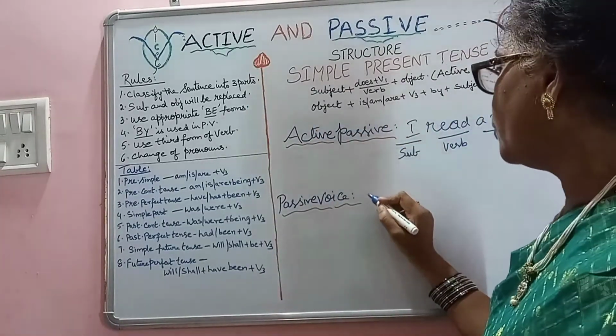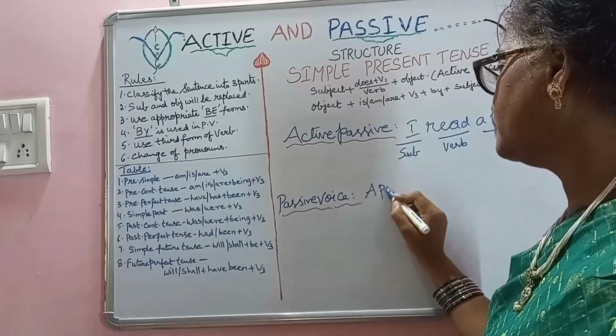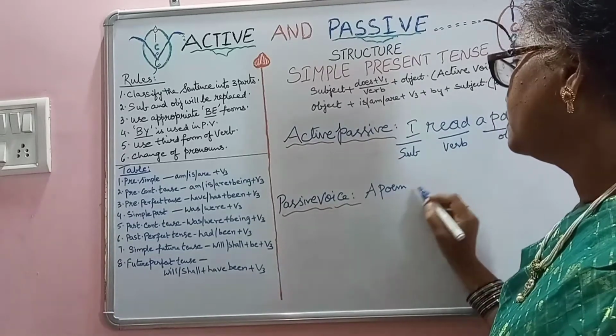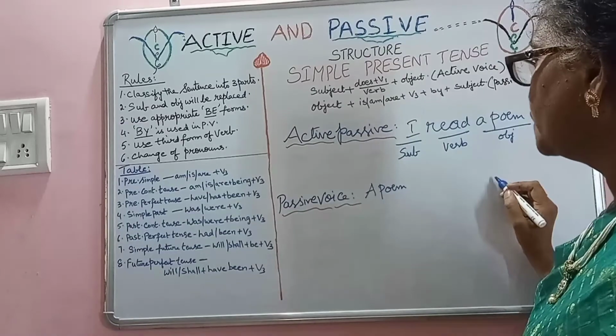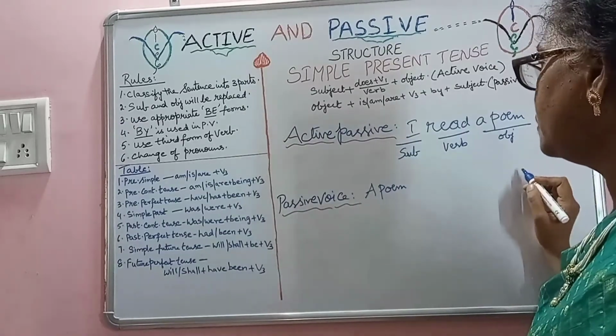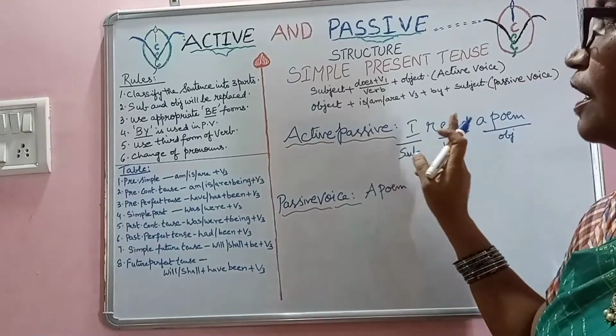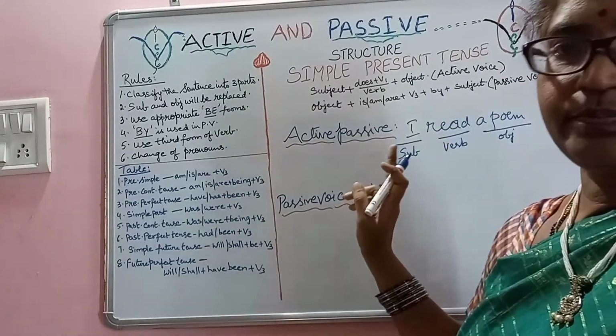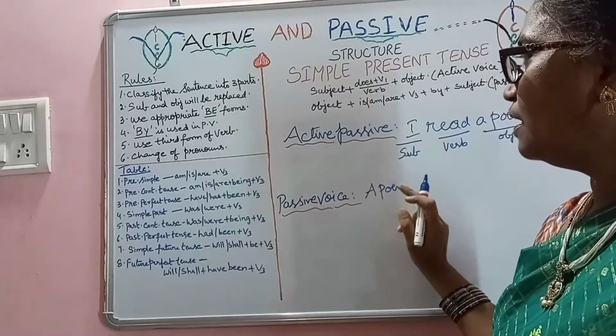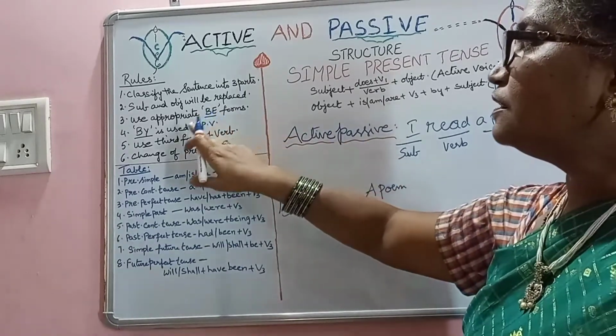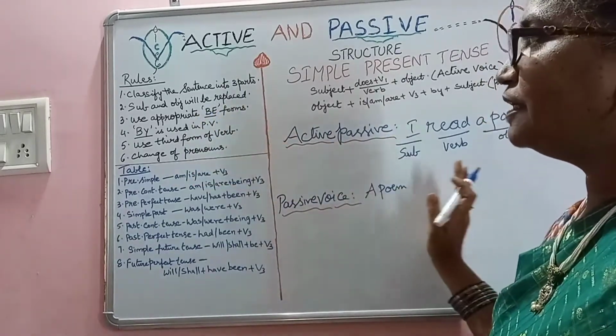Here a poem comes first, and the subject comes after, and change the pronouns. When there is an active voice I, we have to change that pronoun. So here it becomes me. That is what will be applied in the next sentence.